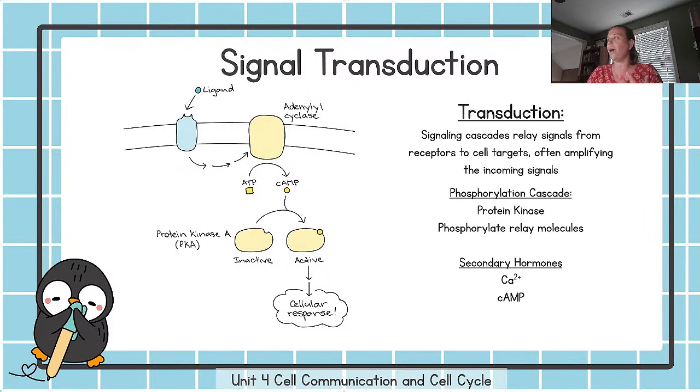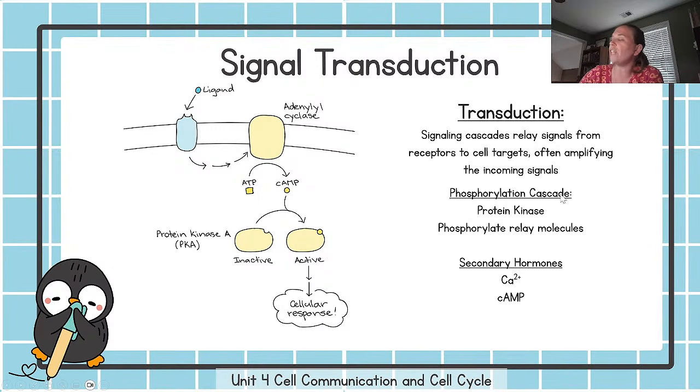It helps to amplify it. So like you can have one relay molecule that then activates multiple relays, that then activates multiple relays. So we can amplify that signal. So I know with like epinephrine, we end up getting like 10 to the 8th molecules of like glucose released from the cell. Like, so we kind of see that there is that amplification that takes place.